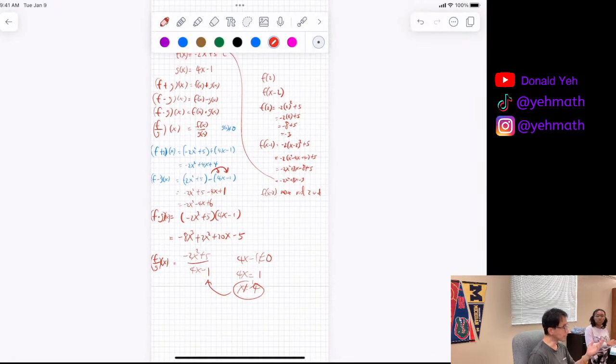So all this seems very boring to you, but I have to go through it just for you guys to understand. You can have two functions adding together. You can have two functions subtracting. You have two functions multiplying. And you also can have functions dividing. Now, when you divide, you want to make sure the denominator cannot equal 0. Otherwise, it will not be a function.